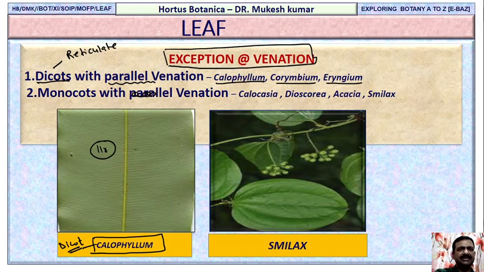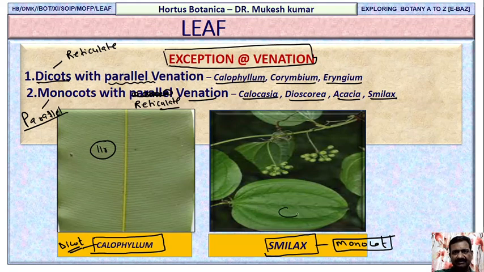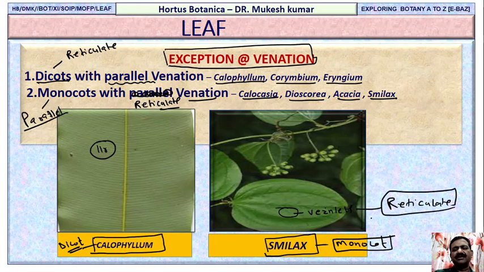Similarly, monocot plants are there. Usually, you know, monocot plants must have parallel venation, isn't it? But here the exception is that they have reticulate venation in the case of Colocasia, Dioscorea, Acacia and Smilax. See, one example I have taken, this is Smilax. It is a monocot plant, so it should have parallel venation. But see how you find the veinlets here, and these veinlets are forming reticulate venation, isn't it? So this is the diagrammatic presentation also.